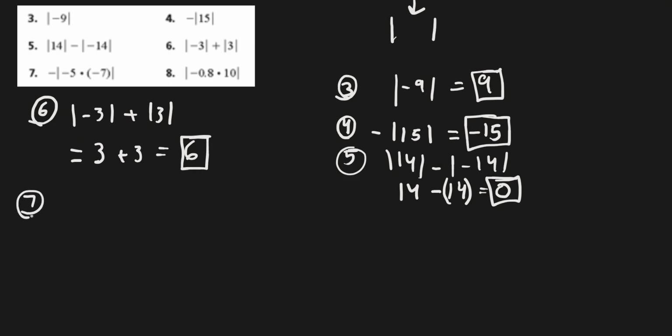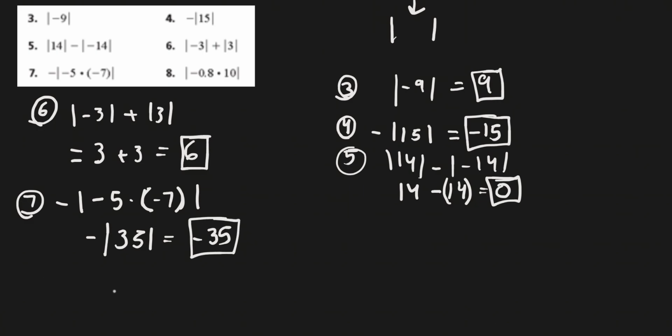Number 7 is negative, so this one's a little bit more involved. -5 times -7, so it's all in absolute value, like that. Remember that the -7 is not inside an absolute value. This is a set of parentheses here. So -5 times -7, what is that going to be? Well, that's just +35. We don't really need the absolute values because it's just going to be positive, and then we add that negative, so it's -35.